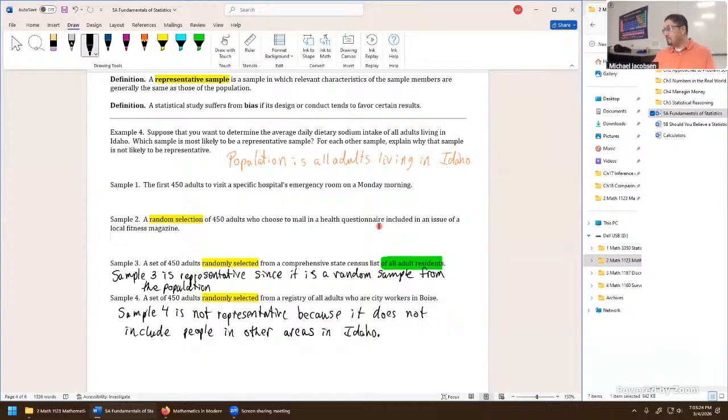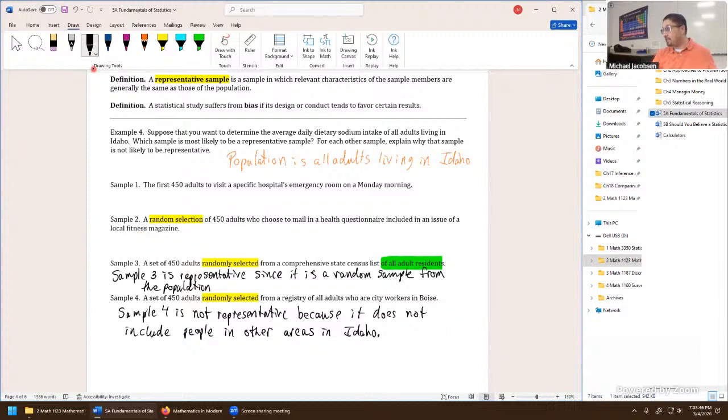But even worse, this questionnaire was included in an issue of a local fitness magazine. That says something about these 450 adults. They are possibly fitness enthusiasts, and that's going to affect their diet more likely than not. I think a lot of fitness enthusiasts tend to eat just, say, plain chicken breast, very low sodium meals.